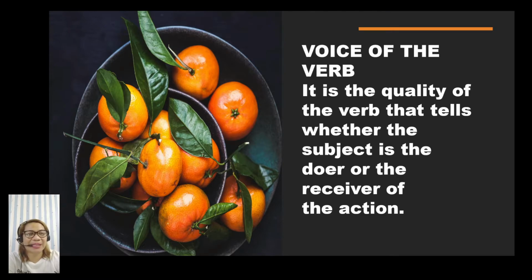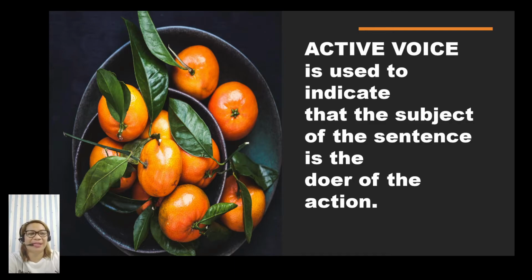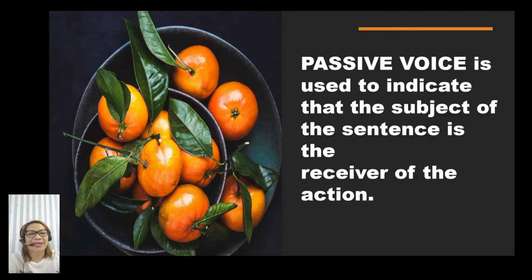Okay, so moving on, the voice of the verb, it is a quality of the verb that tells whether the subject is the doer or the receiver of the action. Now, when I say active voice, it is used to indicate that the subject of the sentence is the doer of the action, while the passive voice is used to indicate that the subject of the sentence is the receiver of the action.